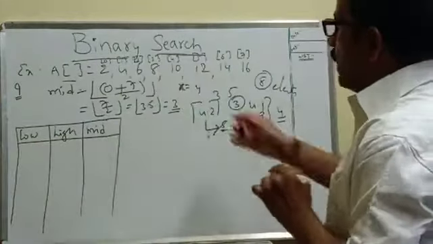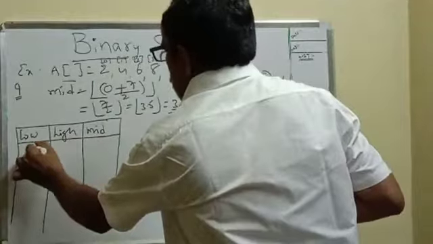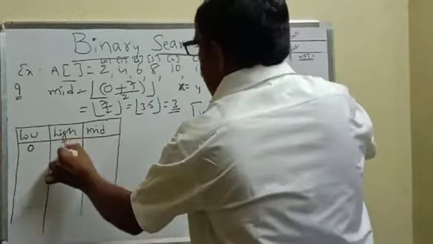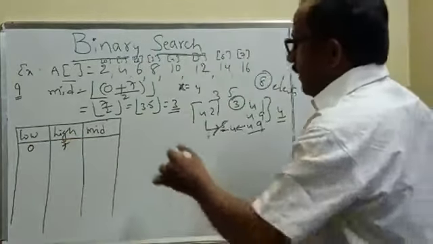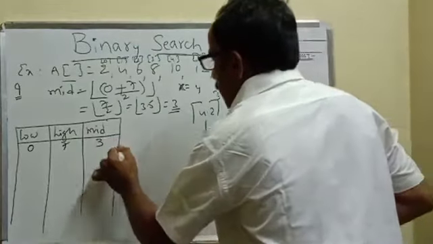Okay? So what is low of this problem? 0 is low of this problem. What is high of this problem? 7 is high of this problem. What is the mid value? Mid location number is 3.